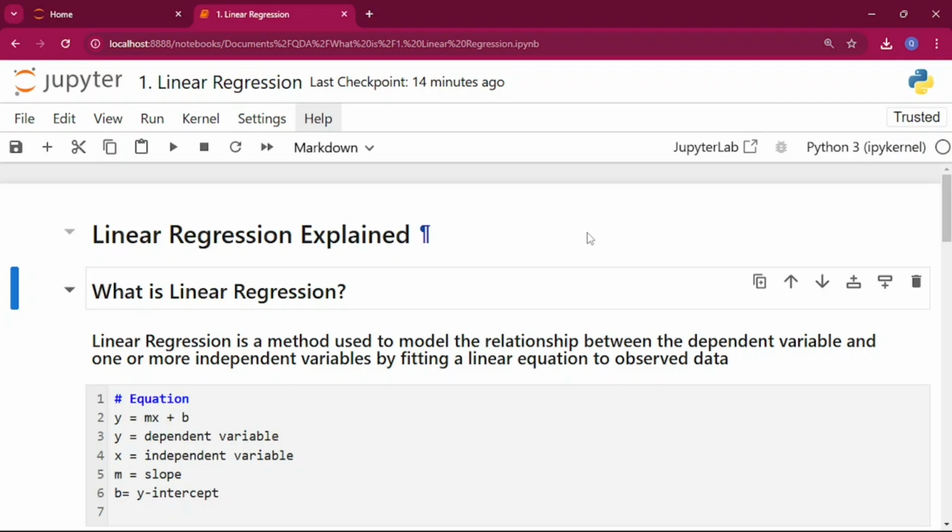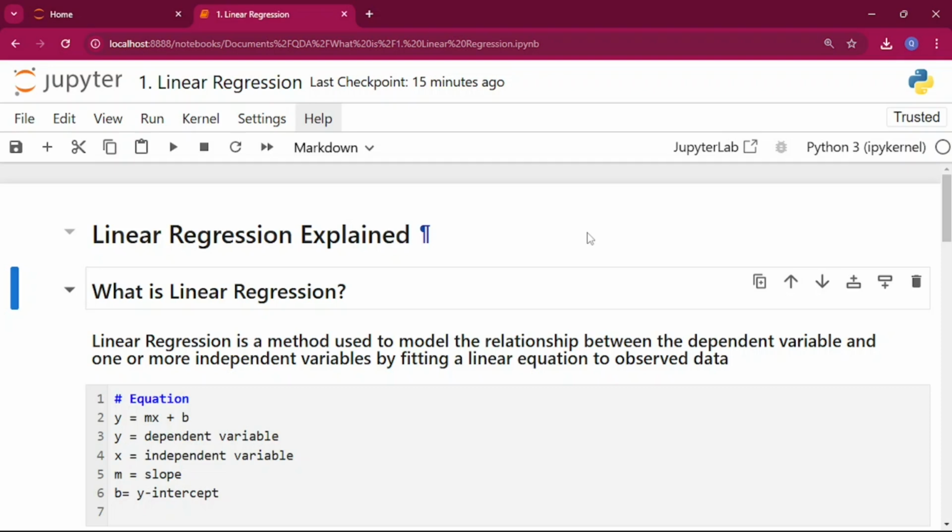Today we are going to dive into one of the fundamental techniques in machine learning and statistics. Whether you are new to data science or brushing up on the basics, this video will give you a solid understanding of how linear regression works and how to implement it in Python.